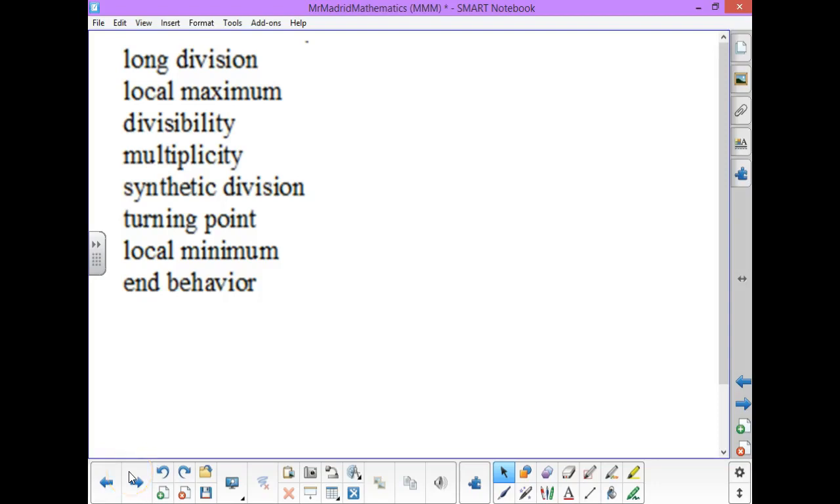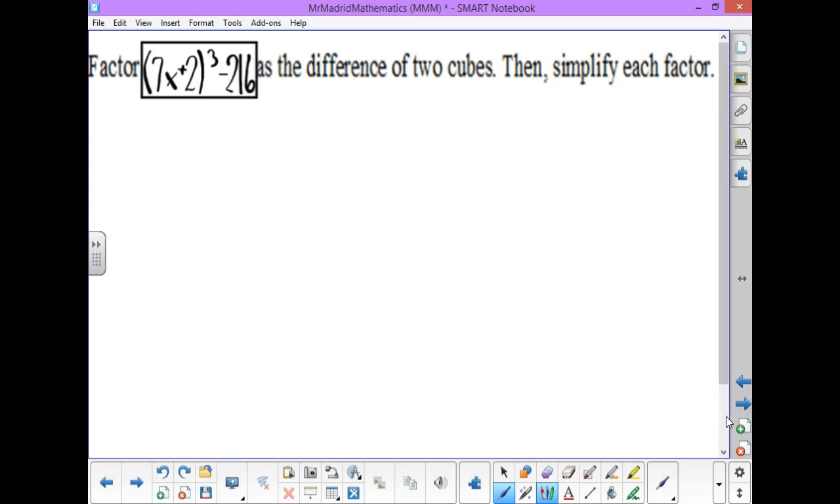Hey guys, welcome back. Let's move on with the new 6.5 section, finding real roots of polynomial equations. Here in front of you is vocabulary you want to jot down to help navigate your learning. It's good to understand vocabulary as we're discussing these terms and as you're asked to explain what you're doing.